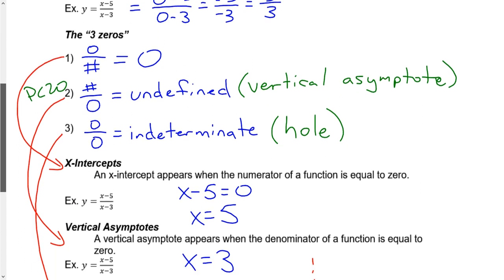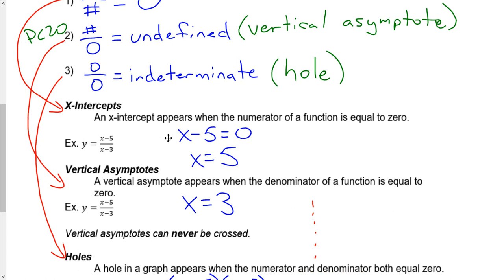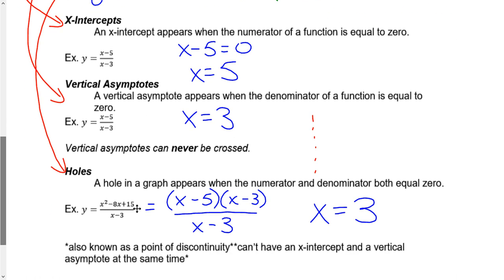We have three types of zeros. A 0 in the numerator means an x-intercept. A 0 in the denominator means a vertical asymptote. And a 0 in the numerator and denominator actually produces a hole. Again, the entire reason is because you can't have an x-intercept and a vertical asymptote at the same time.